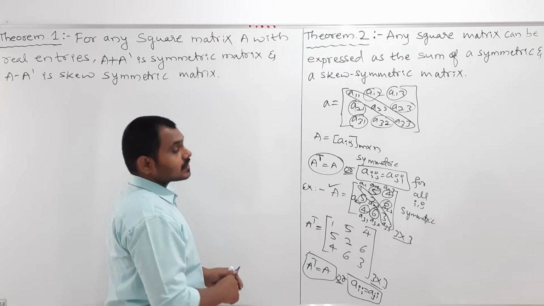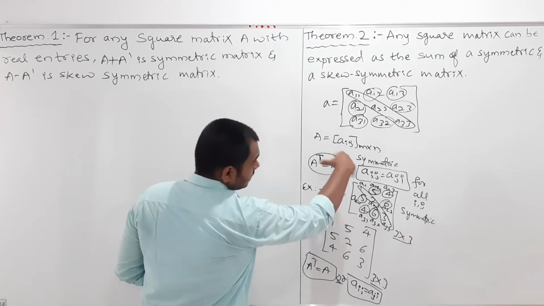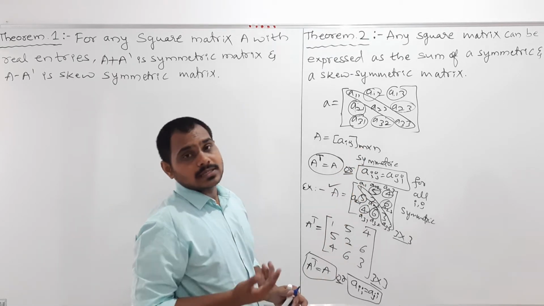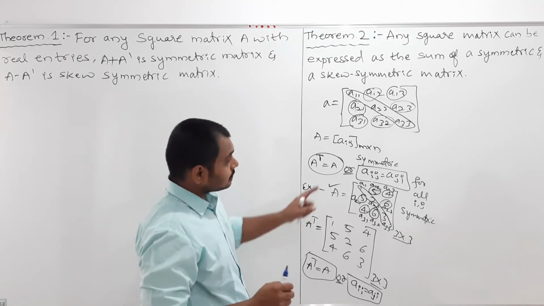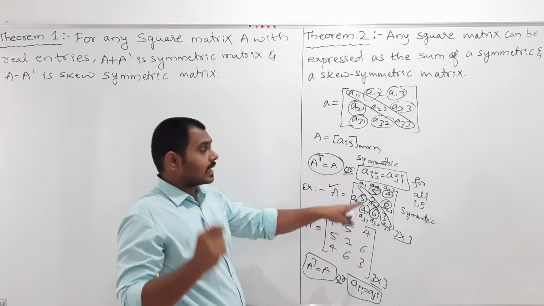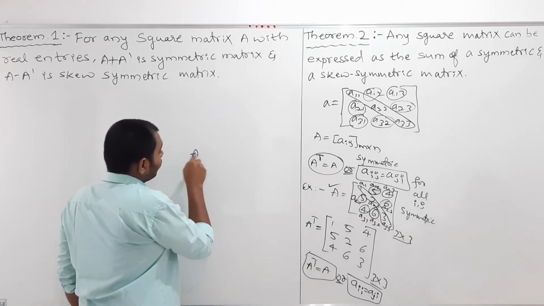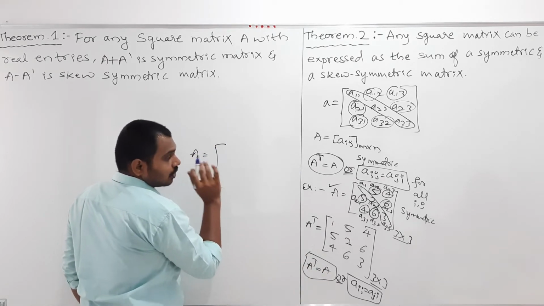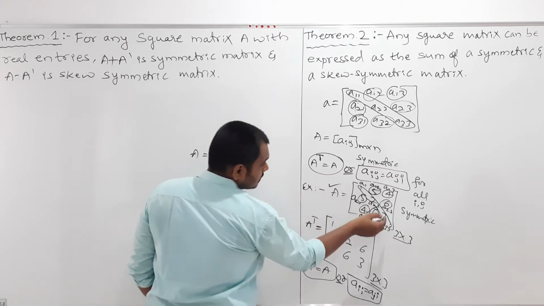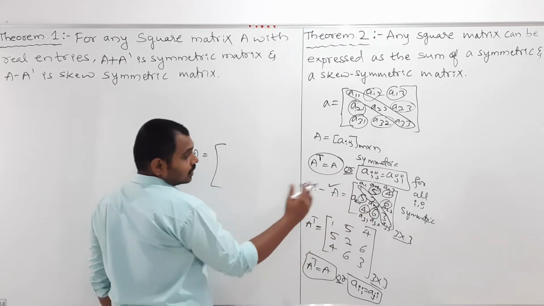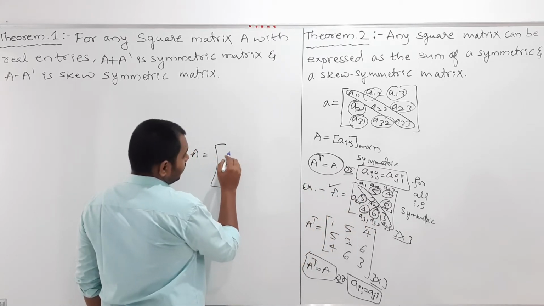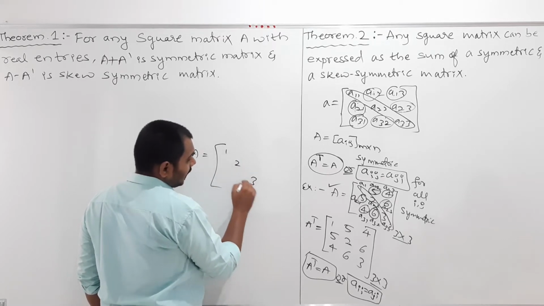Or else, if someone asks you to write an example of a symmetric matrix, how should we write it? For any matrix A, we should always check. We don't think about the diagonal. I am talking only about the non-diagonal elements. So whatever the diagonal may be, 1, 2, 3, take care of this.